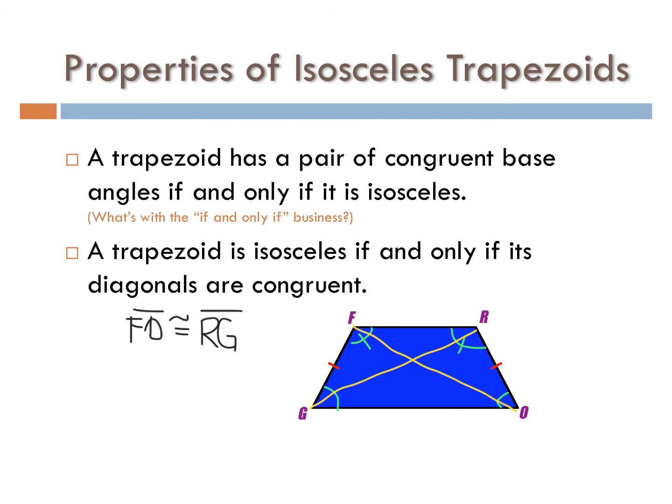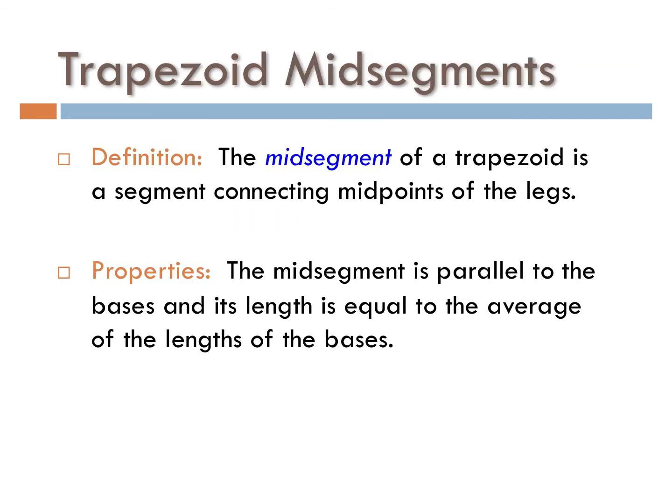So if I asked you, tell me all quadrilaterals that have congruent diagonals, there's 3 of them. There's a rectangle, there's the square, and an isosceles trapezoid. Those are the 3 that for sure have congruent diagonals.